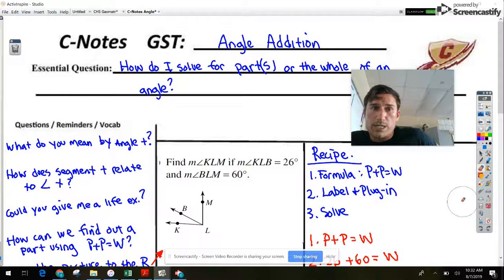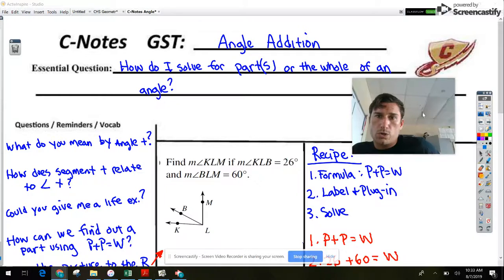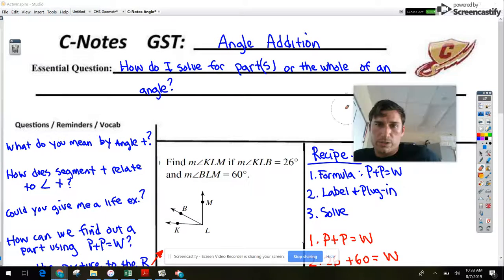First C notes. So you'll notice I always have a title. So if you're having trouble with stuff, go to your Angle Addition notes. You'll notice that the notes will have a title. The EQ is like, what am I supposed to take away? What am I supposed to learn? If you don't know how to answer the EQ, you probably didn't get what you're supposed to get. So just remember that. You're going to be able to solve for parts or whole of an angle. So that's what we're going to do. You'll notice that it says Angle Addition, so that means we're going to add.